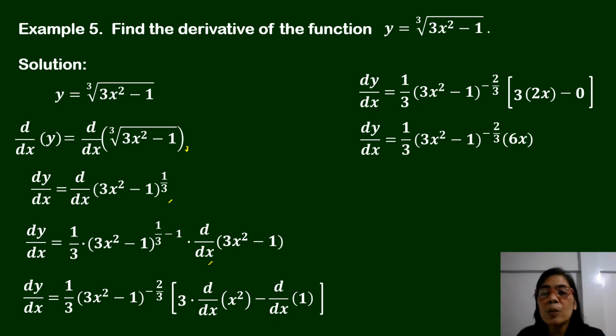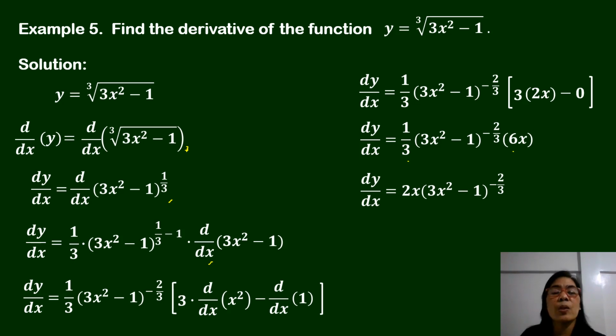We have 3 times 2x is 6x. 3 and 6 cancel out. That will give us the derivative of y with respect to x is equal to 2x times the quantity 3x squared minus 1 raised to negative 2/3.